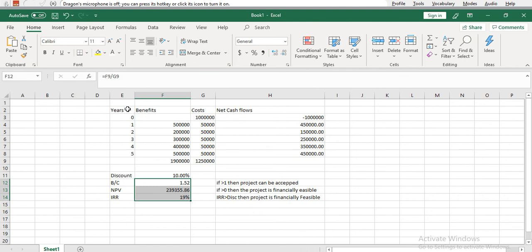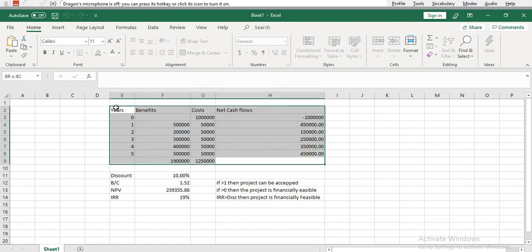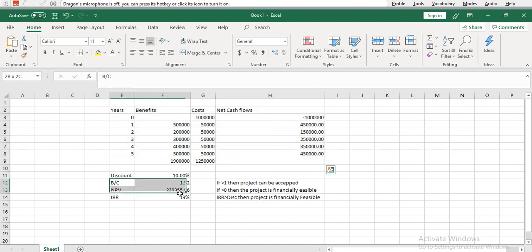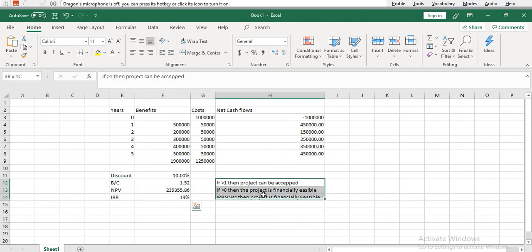Now you prepare this table, and you discuss the factors that we identified from the process, and based on these values decide whether the project is financially acceptable or not.